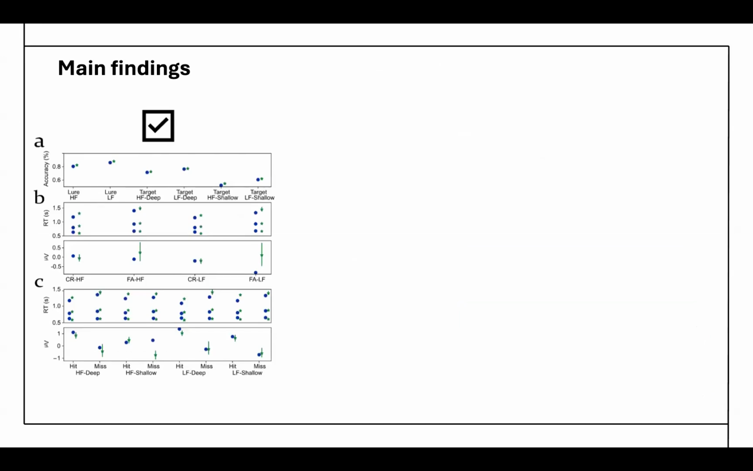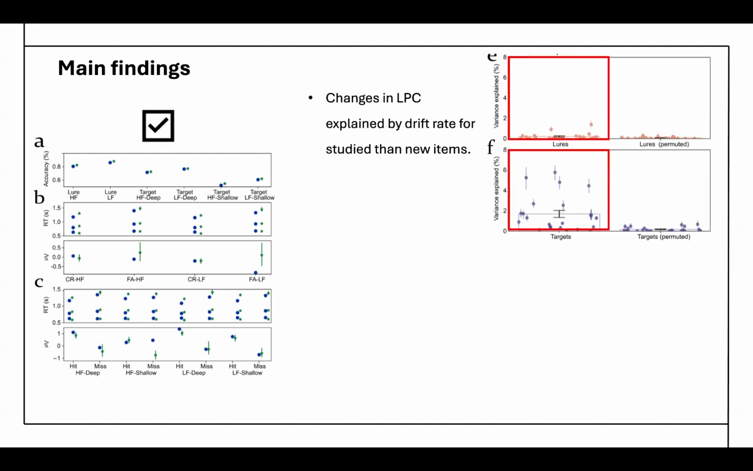So for the main findings, first of all, we have to make sure our model is accounting for the data well. So the model can actually well predict accuracy, reaction time, as well as LPC amplitudes. But what's interesting about this line of research is we can calculate the amount of variance in the LPC to be explained by trial variations in drift rate. And we found that the change in LPC could be explained by drift rate, and also for target symbols. And this is consistent with the idea that LPC is more memory specific.